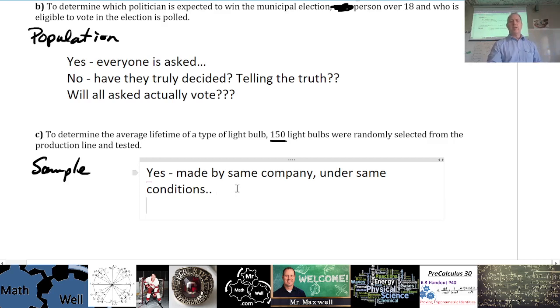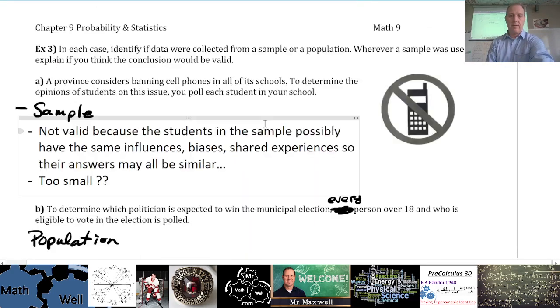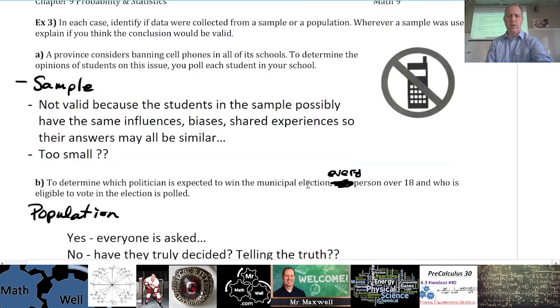Would there be an argument for no? Okay, yeah, we don't know. Perfect. Sample size, is it too small? How many do they make in total? If they make 300,000 light bulbs in a day, 150 is not much at all, right? 0.05% or something like that. So no, is the sample size big enough?